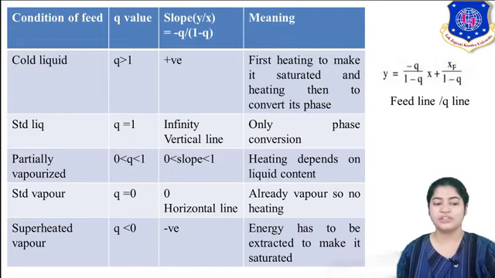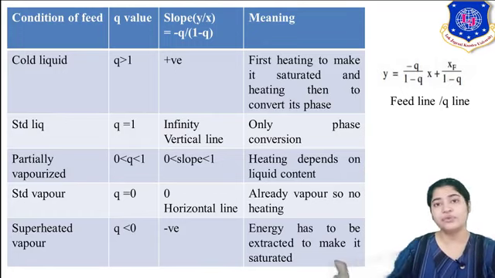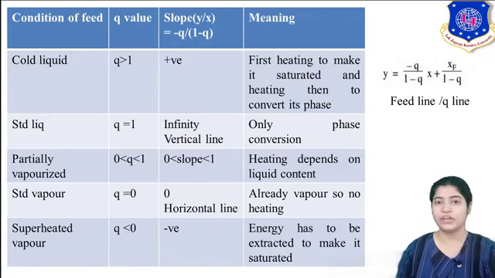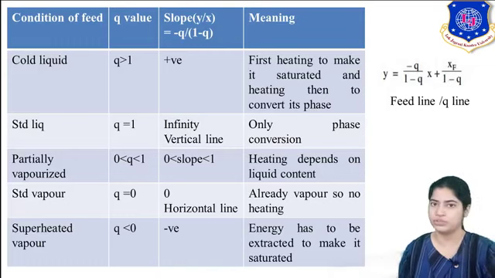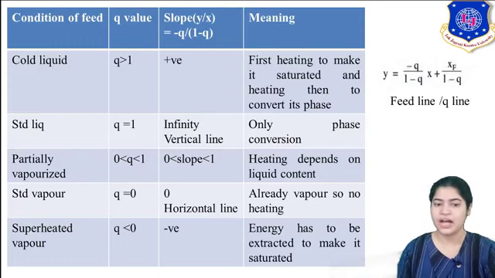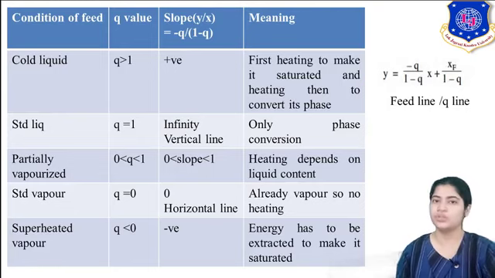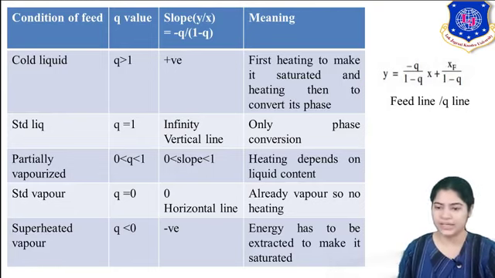If the last condition is your superheated vapor. For superheated vapor, q is less than 0. It means here you have to extract the energy from the feed. Okay, it is already at superheated condition. Here you have to extract the heat such that from your superheated condition it comes to saturated condition. Okay, so hence your q is what? Less than 0. Again, now what is slope? Simple, substitute the q value. It is less than 0. Okay, hence your slope would be what? Negative.